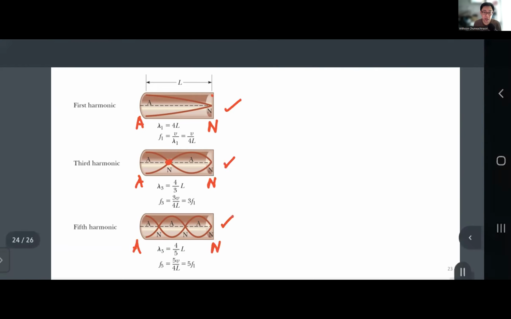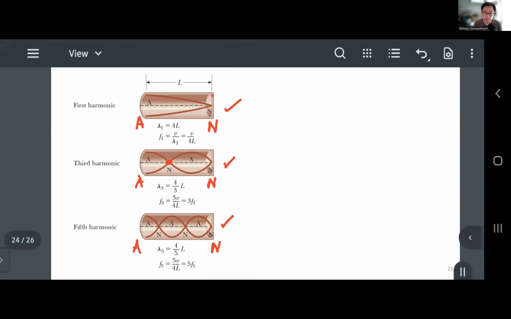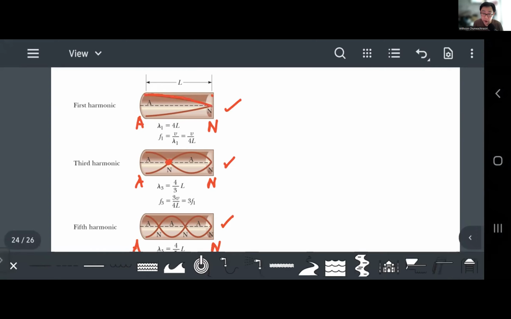And now with the knowledge that we saw before, can you give me the wavelength in each case? Okay, well done, no problem. Look at the first case. It's an antinode to the node. If you draw the curve over here, this is not even half of the wavelength. It's just a quarter of a wavelength.